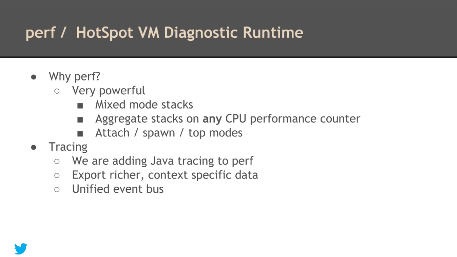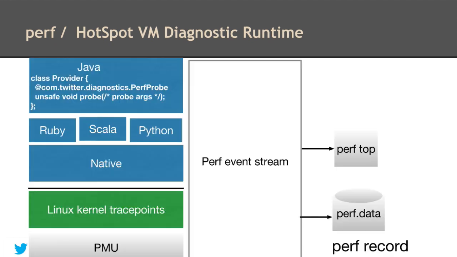So what are we adding? We've added Java tracing to perf. It gives much richer, context-specific data, and it's all on a unified event bus. This graphic shows what we're doing: we can take Java, Ruby, Scala, Python, native code, and Linux kernel trace points, dump it all into the perf event stream, and then read it out by either recording or viewing it in production on the fly.